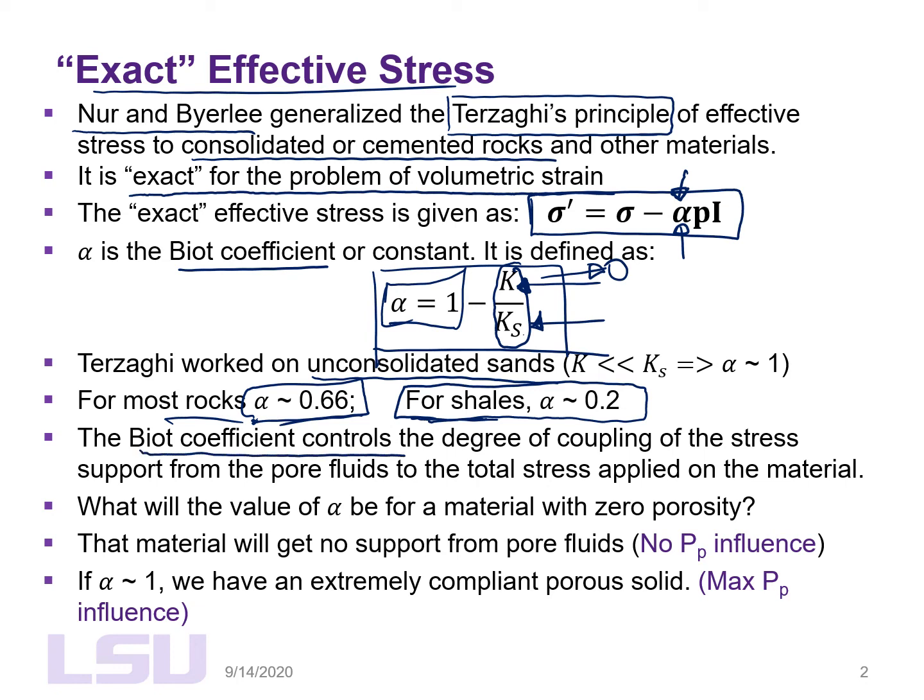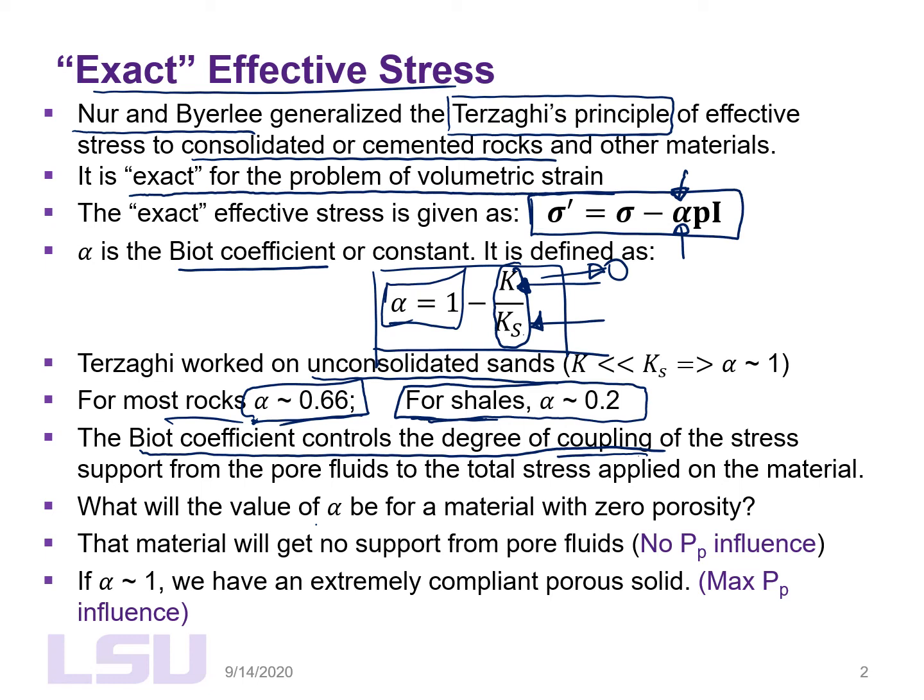And it controls the degree of the coupling between the mechanics problem and the flow problem. Remember, we had used the Maxwell's conceptual model, which was a Hooke's law spring corresponding to the mechanical problem and a damper or dashpot, which corresponds to the fluid problem. So the coupling between those two is controlled by alpha. And we'll talk more about that when we look at the governing equation for flow.